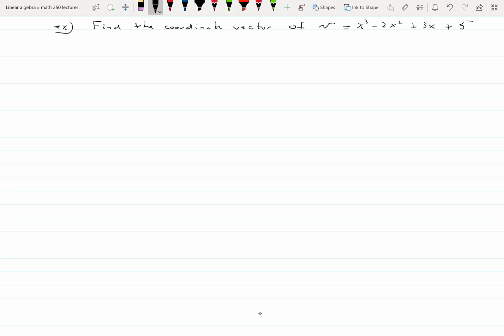So maybe I'll use, instead of v, I'll use p. Find the coordinate vector of the vector p equals that polynomial relative to the basis beta, let's say, for P3, consisting of, you guessed it, x cubed plus x squared plus x plus 1, and 1.